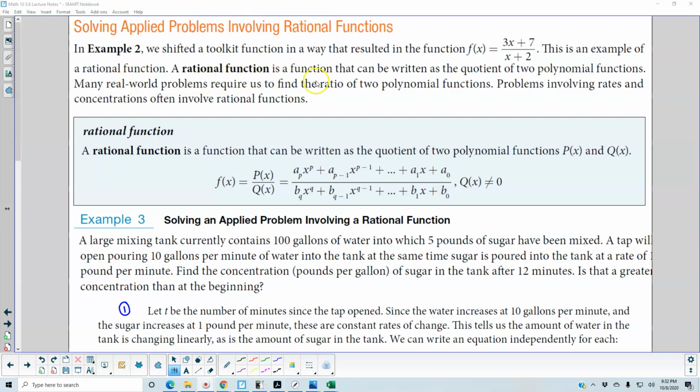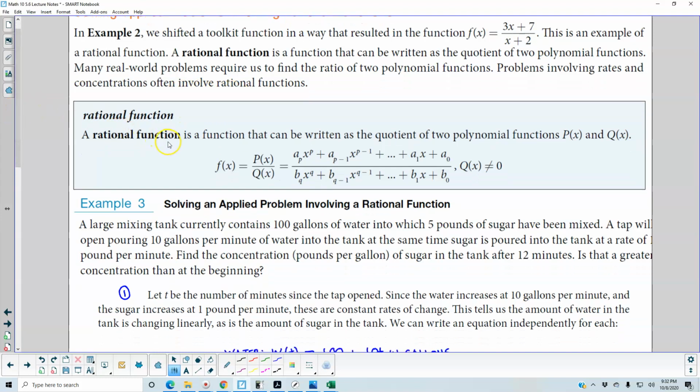A rational function is a function that can be written as the quotient of two polynomial functions. Many real-world problems require us to find the ratio of two polynomial functions. Problems involving rates and concentrations often involve rational functions. So f of x is equal to the polynomial function p of x divided by the polynomial function q of x.